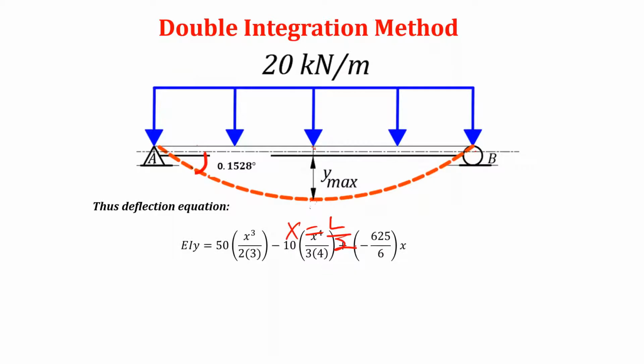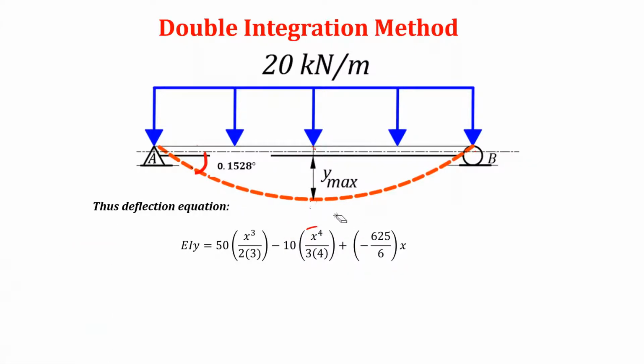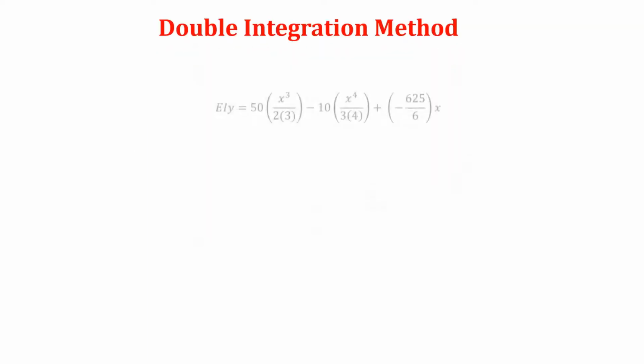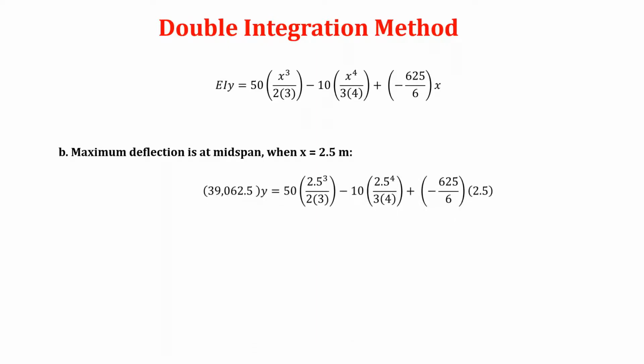Okay? So, back to the deflection equation. And now, C1 and C2 already have values. So, this is the deflection equation. So, substitute when x is L over 2. The L is 5, so the middle is 2.5. It's the midspan. So, x is 2.5. So, substitute, and solve for y.